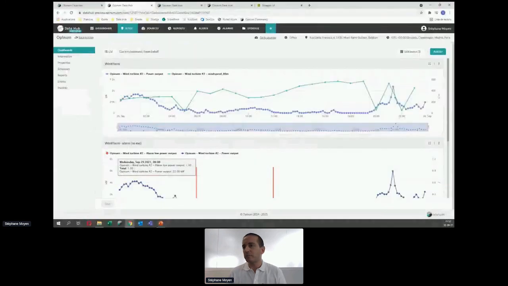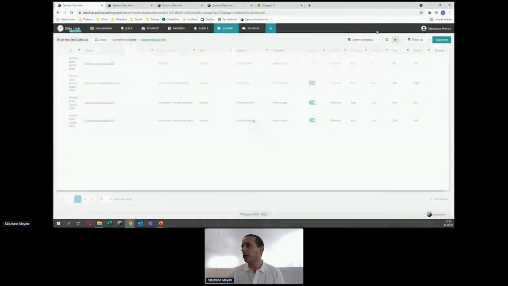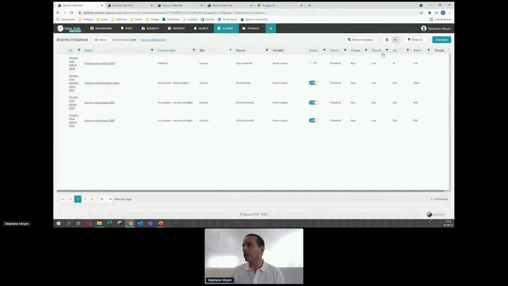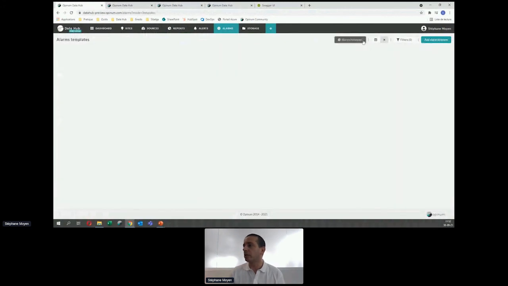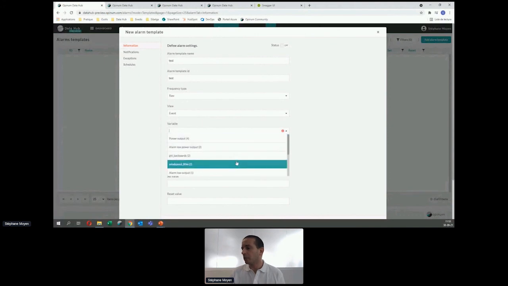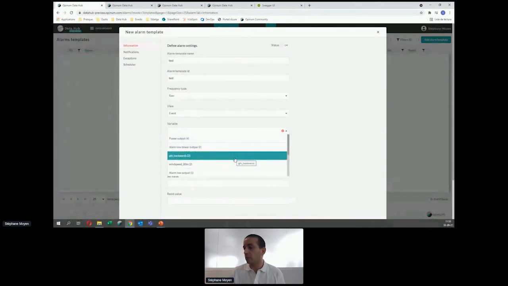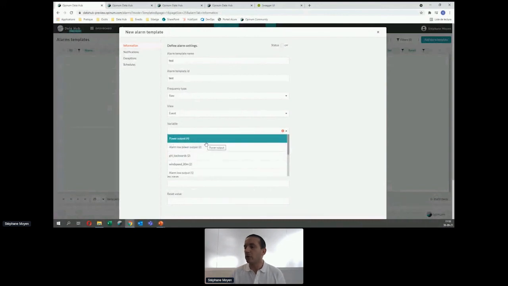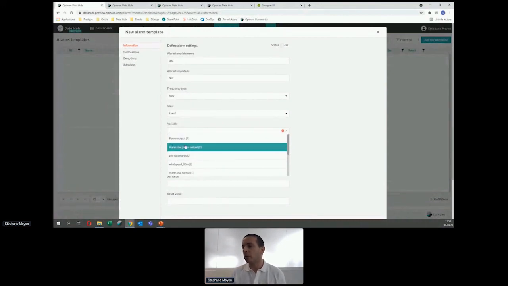So in the interface, it is located here. In the same screen as the alarms, you have a button here for alarm templates. And you simply pick a template name, a template ID, a frequency type that will be shared with all the alarms, and you pick a source view, in which case we will retrieve all the variables that are on the sources in this view, and we will present a list of variables on which you can set up the alarms. The number between brackets is the number of variables that it can find in this view with the same name.